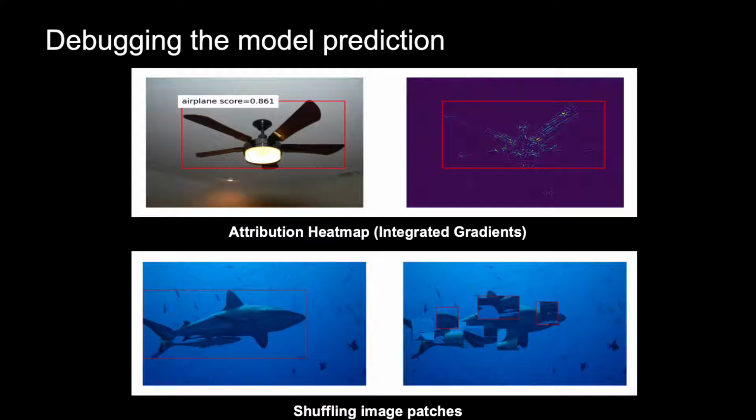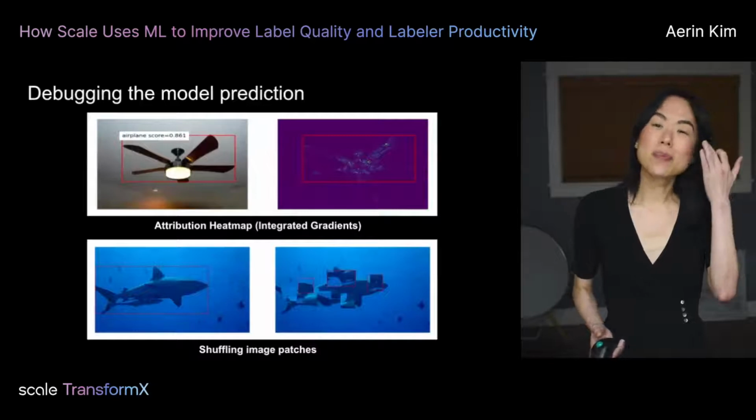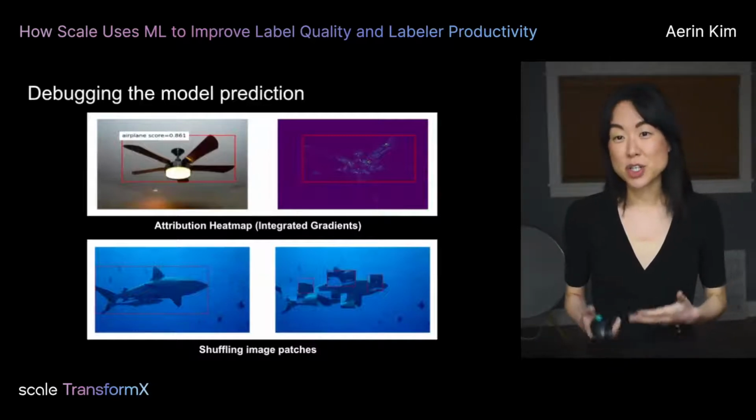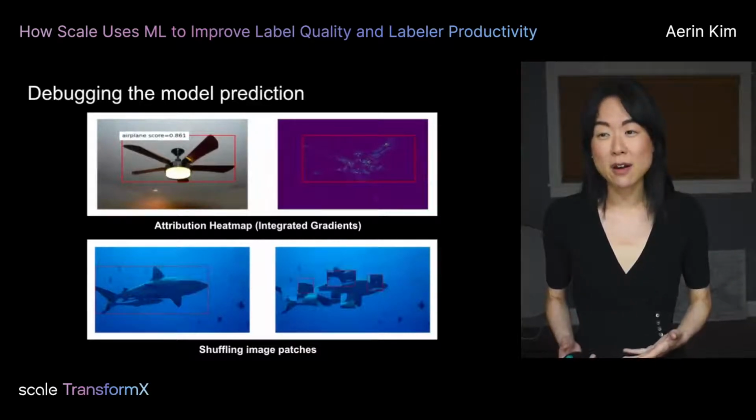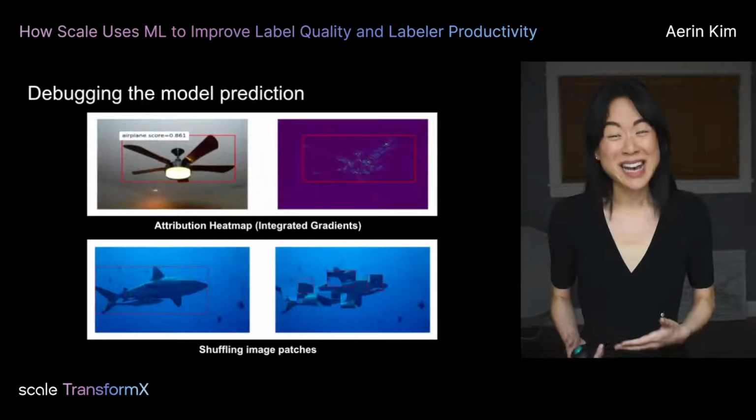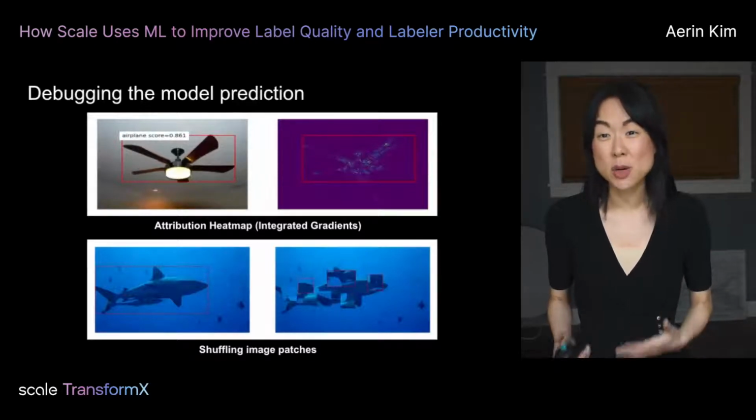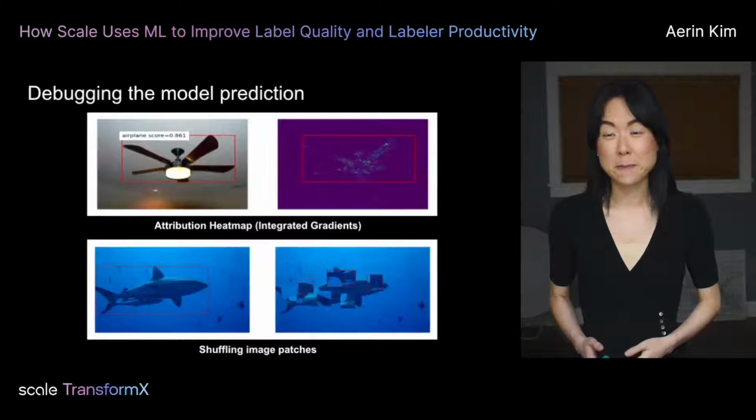The second experiment that we ran was shuffling the image patches and running the model again. On the shark in the second image, the model thinks it's an airplane again. Even after the patch shuffling, the model still thinks that it's an airplane. So we learned that the model doesn't use the shape of the object, but rather it relies on the texture or maybe the small subparts of the object.